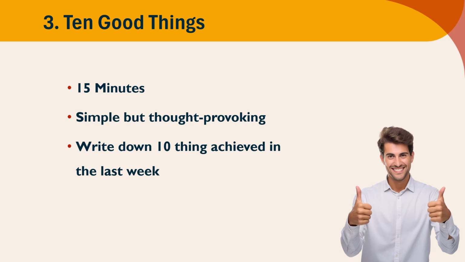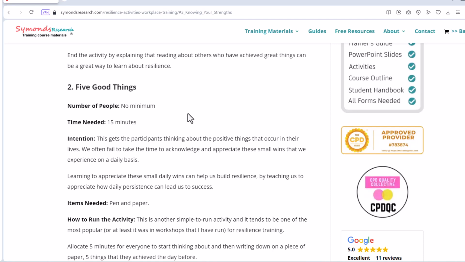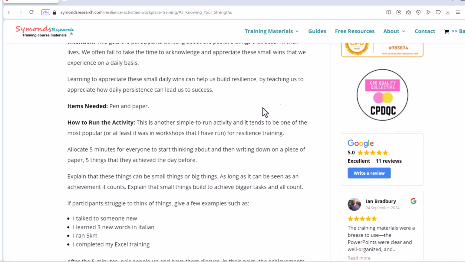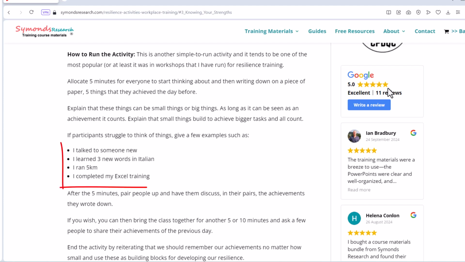So you want the participants in the workshop to write down 10 things that they've achieved in the last week. Let me pop across to the post again. Here I've written it as 5 things, but I think it's better to do 10 things. It could be things such as I talked to someone new last week, I learned 3 new words in Italian, I ran a 5K, I completed my Excel training. It doesn't have to be huge things, but achievements, things that still are very positive.